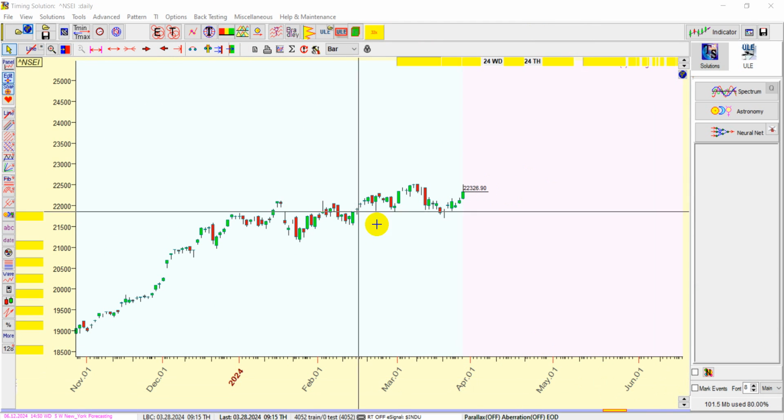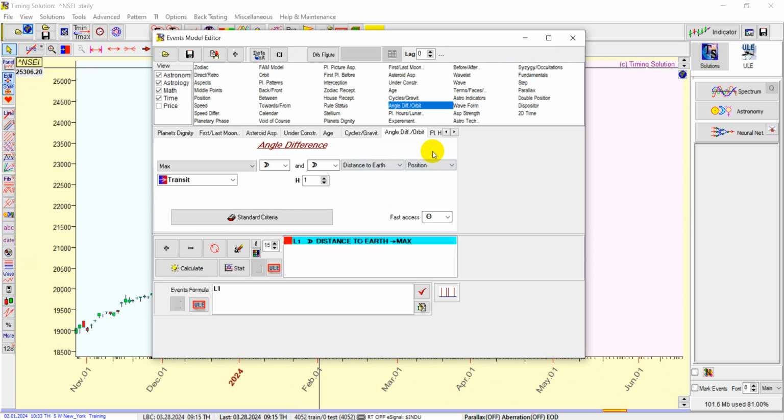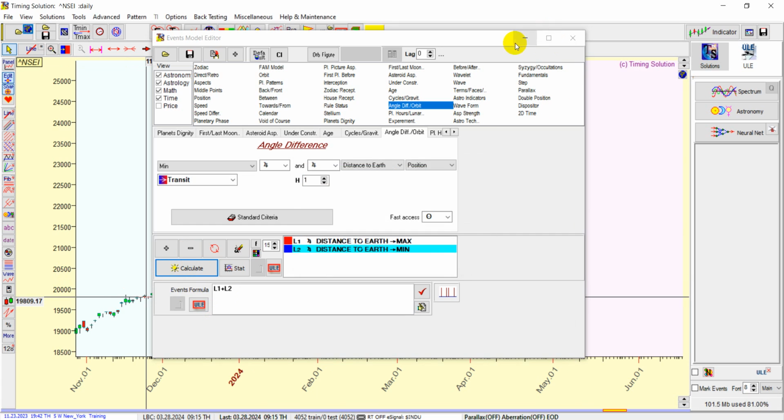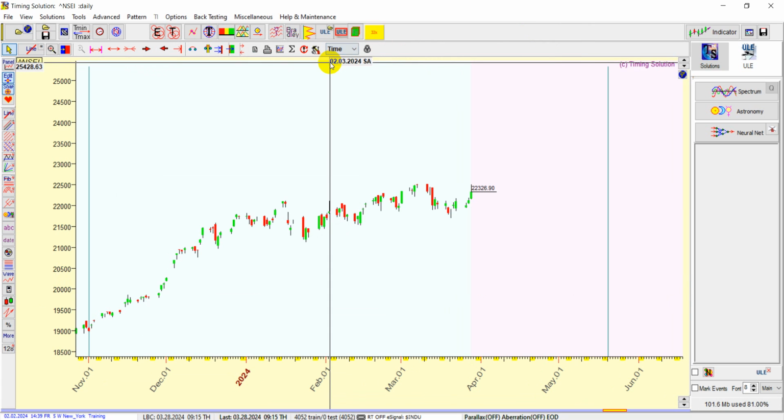Now Nifty is impacted by Jupiter also because it is financials. Now Jupiter will give you very rare movements, but Jupiter distance to the Earth maximum. And let me add another condition: Jupiter distance to the Earth minimum. And I'll just add here L1 plus L2 and calculate. So we'll get both the time.